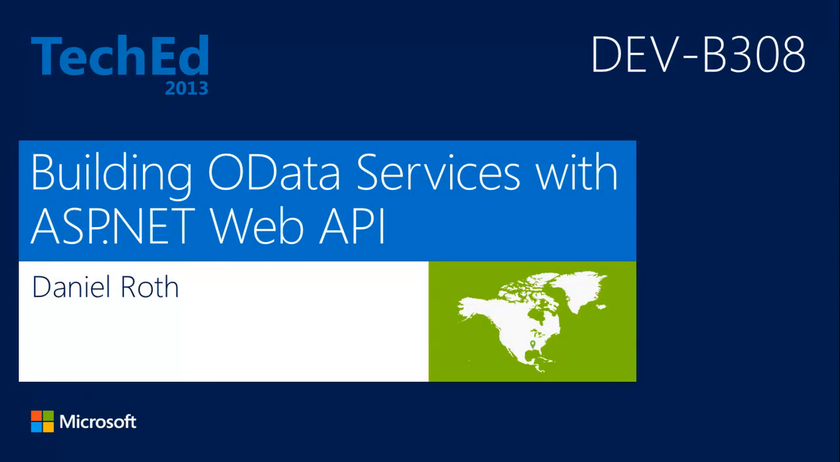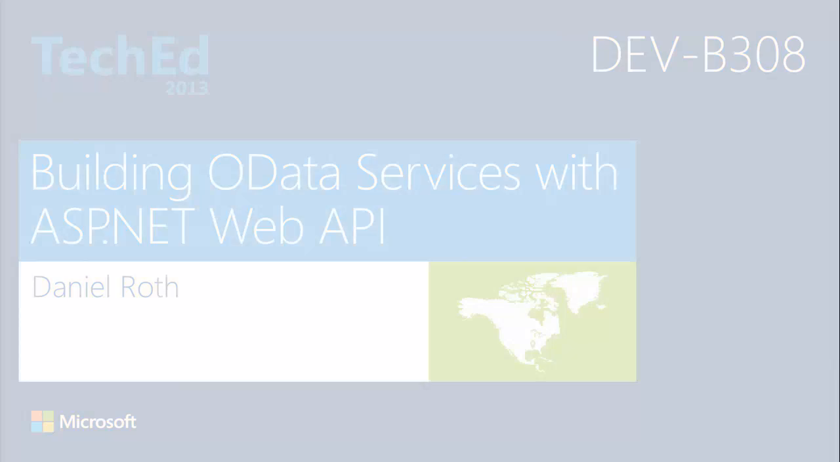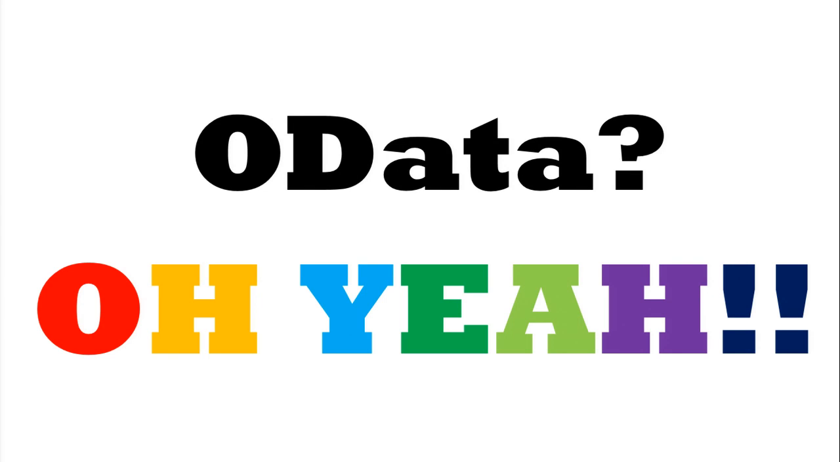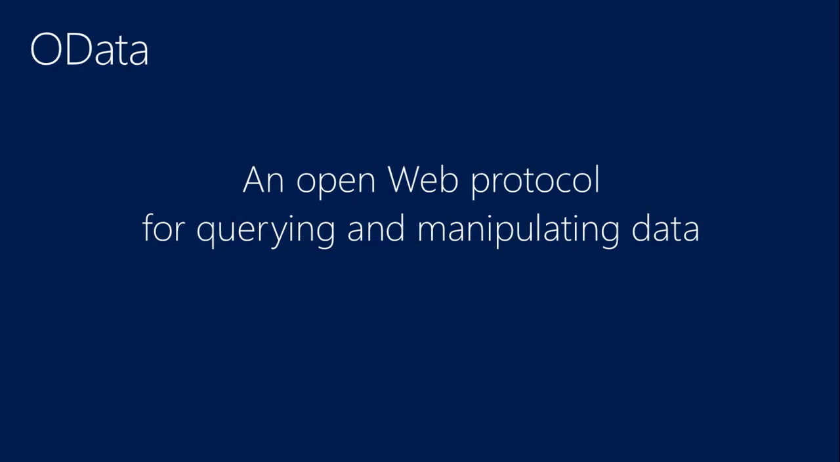I'm going to start right on time because I've got a lot to get through, a lot of cool things that I want to show you. My name is Daniel Roth. I'm a program manager on the ASP.NET team. And today we're going to build some OData services, and we're going to build them using ASP.NET Web API. Should be fun, should be exciting. I hope you're excited. Are you guys excited? OData? Oh yeah, OData.